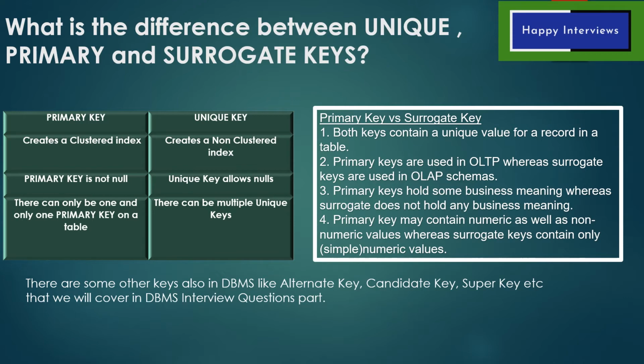So what's the difference? Both keys contain a unique value for a record in a table. Primary keys are used in OLTP, whereas surrogate keys are used in OLAP schemas. Okay, primary key holds some business meaning, whereas surrogate key doesn't hold any business meaning. So let me tell you first what is surrogate key. Surrogate key is like a unique key, a unique ID, which is supported by the database management system itself.